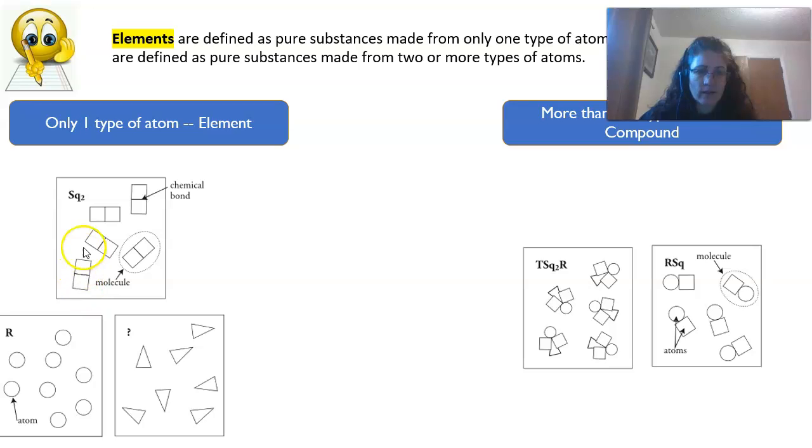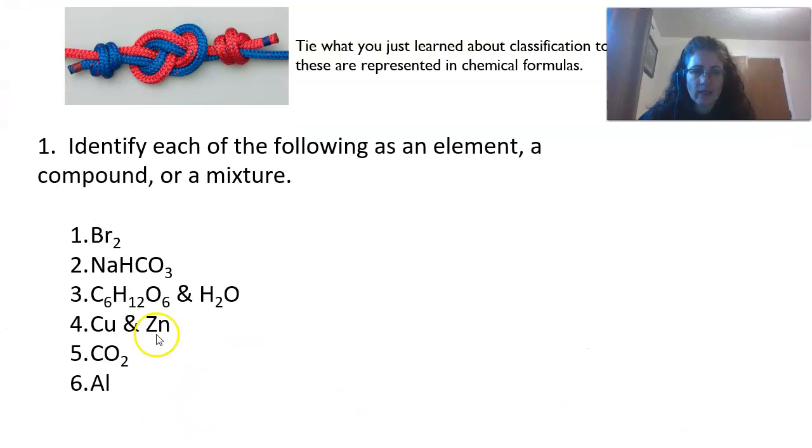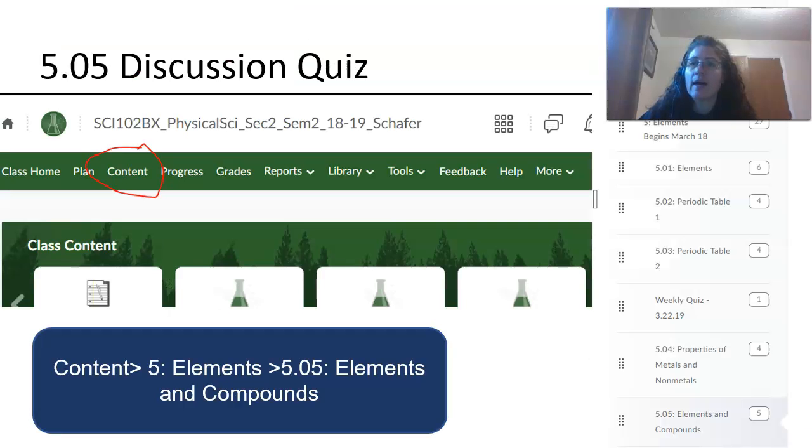So elements, two things of the same type bonded together can be an element, or they can be single. If it's a compound, they've got to have a bond. That means they have to be touching and they all have to be the same. So from here, see if you can practice determining which ones are which, elements or compounds. There is a discussion quiz that there will be a separate recording for, to help you so that you can go through and practice this information.